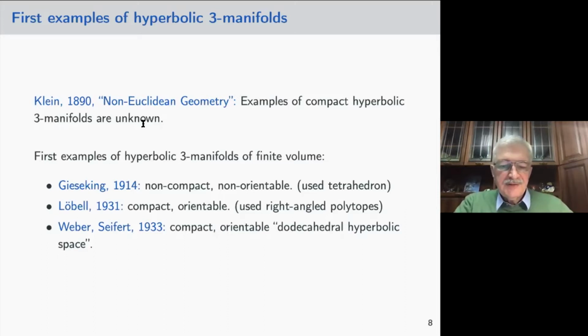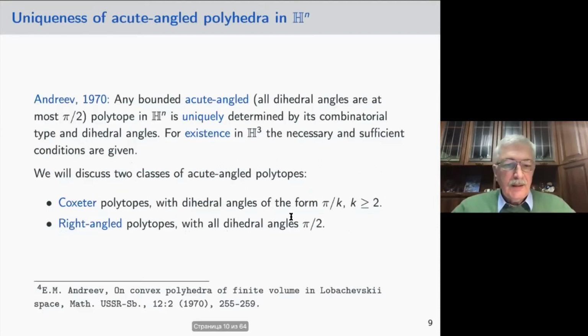And in all these constructions, they also use some polyhedra and define the group action using these polyhedra. For example, in the case of Gieseking, he used a tetrahedron in hyperbolic space. Löbell used right-angled polytopes, and Weber and Seifert used the dodecahedron in hyperbolic space. So this is one of the reasons why I want to tell you about hyperbolic manifolds which are constructed from right-angled polytopes. And we have very interesting results, also a rigidity theorem, which was proved by Andreev in 1970 about polyhedra in hyperbolic space.